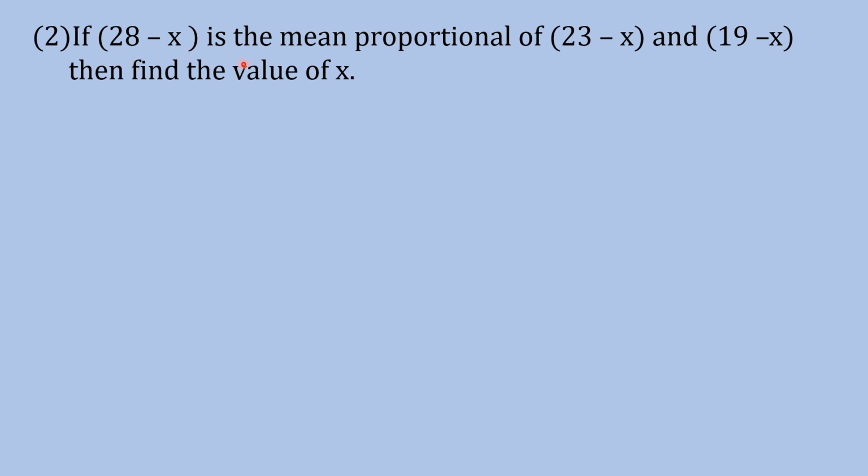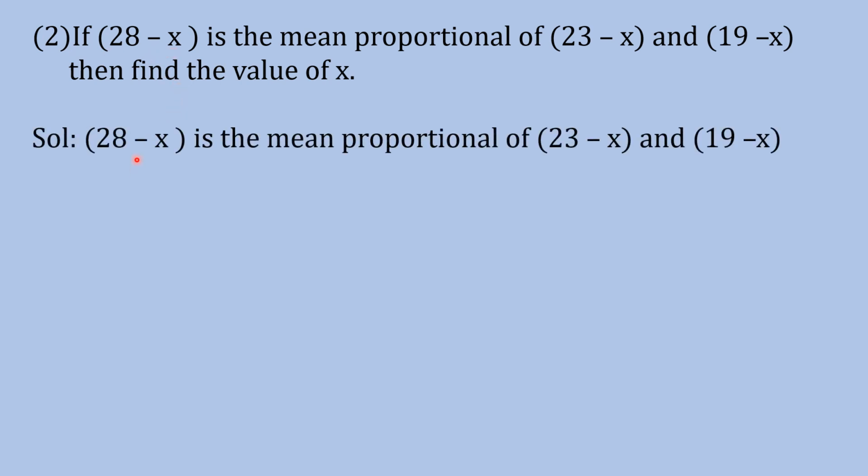So as already it is said that 28 minus x is the mean proportion of 23 minus x and 19 minus x. Means they are in continued proportion, and this is your middle term. So I'll write down what is given, that is 28 minus x is the mean proportion of 23 minus x and 19 minus x. This is our middle term, so I can apply square. Yes, that is (28 minus x) the whole square equal to, so these two will multiply, that is (23 minus x) into (19 minus x).